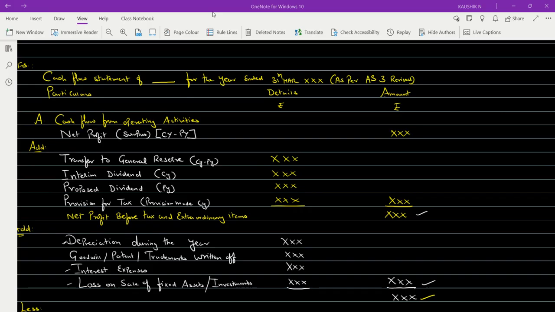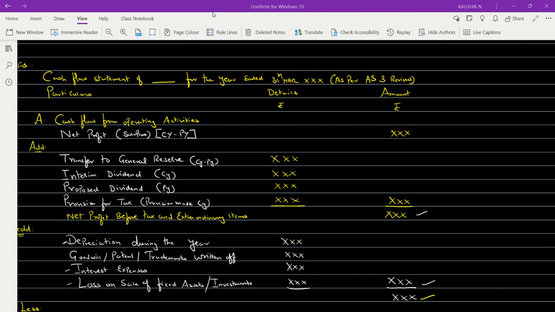Okay, so these are the three things which will be recorded in your add item. Correct? The net amount you'll get. In the same way, less items.